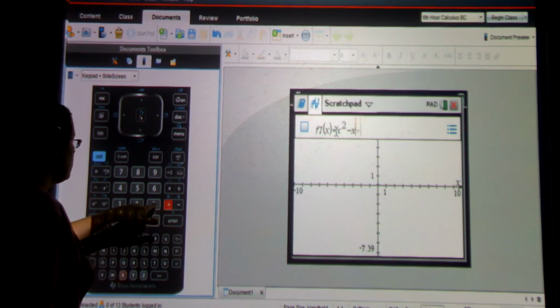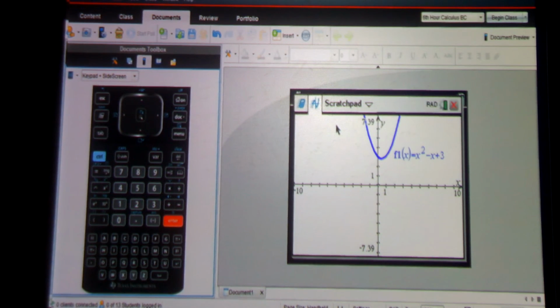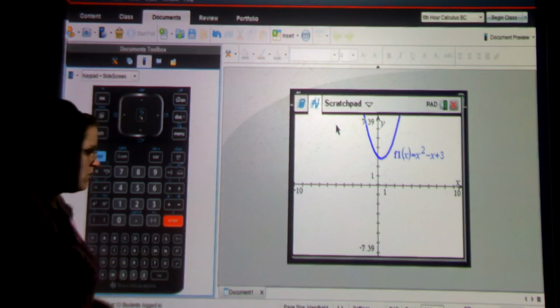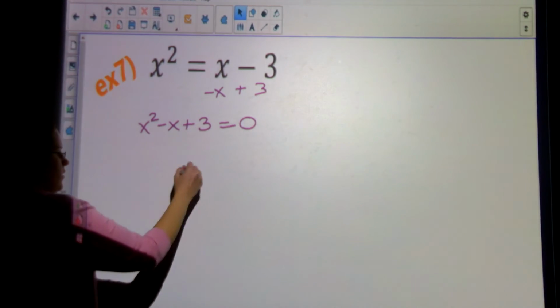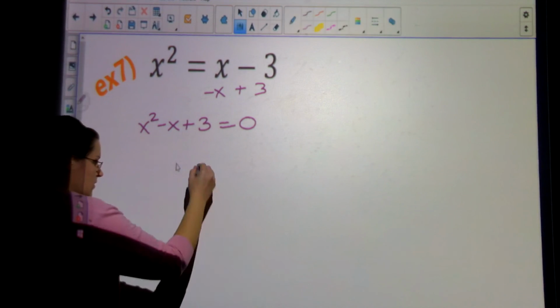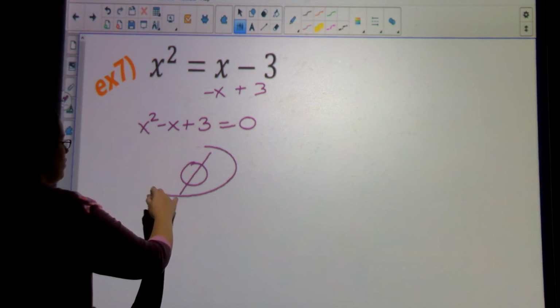You should be doing this along with me on your calculators. Ooh, we get a parabola floating up there above the x-axis. So does it ever cross the x-axis? No. So what can we conclude? Hopefully you're all saying there's no solution. It never crosses the x-axis. There you go. And that is my answer. That's all I need to do.